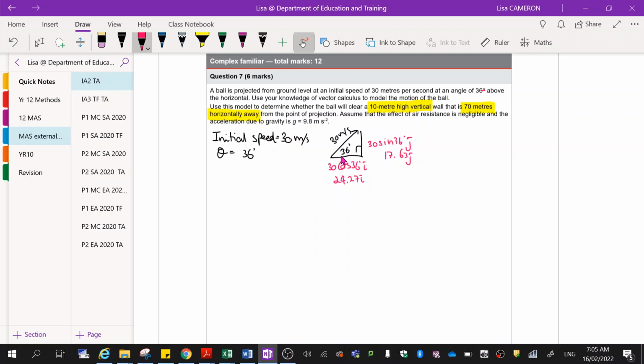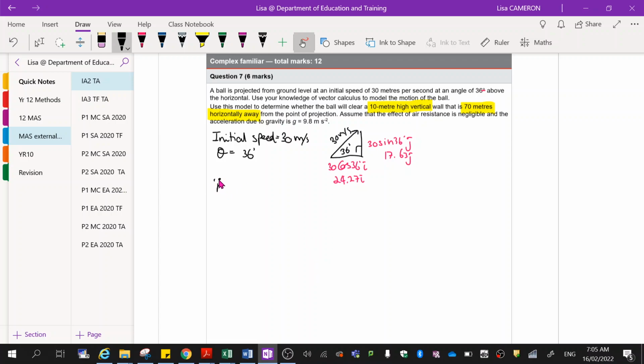Even though this thing has an initial speed of 30 meters per second, because it's going off at an angle, I can measure it as actually moving at 24.27 meters per second in the I direction. If you're measuring it as going this way, that's how quick it's going. Okay, so now we can start to calculate our vectors for the motion of the ball.